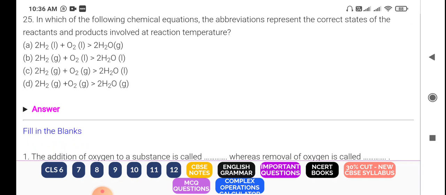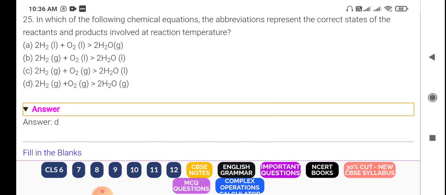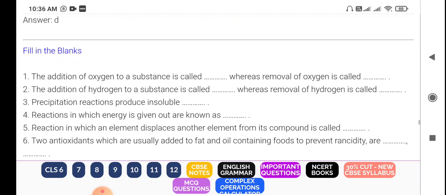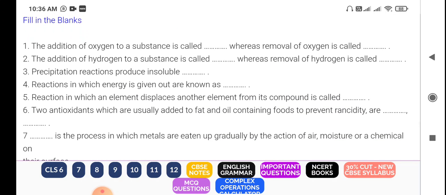Question number 25. In which of the following chemical equations does the abbreviation represent the characteristic states of the reactants and the products involved at the reaction temperature? Okay. So here the A, B, C and D options are given, as you are looking on the screen. The answer is D. D is the correct answer. Now that is the next. Here is the next, the fill in the blanks, which we will talk about in a further lesson, in the next video.